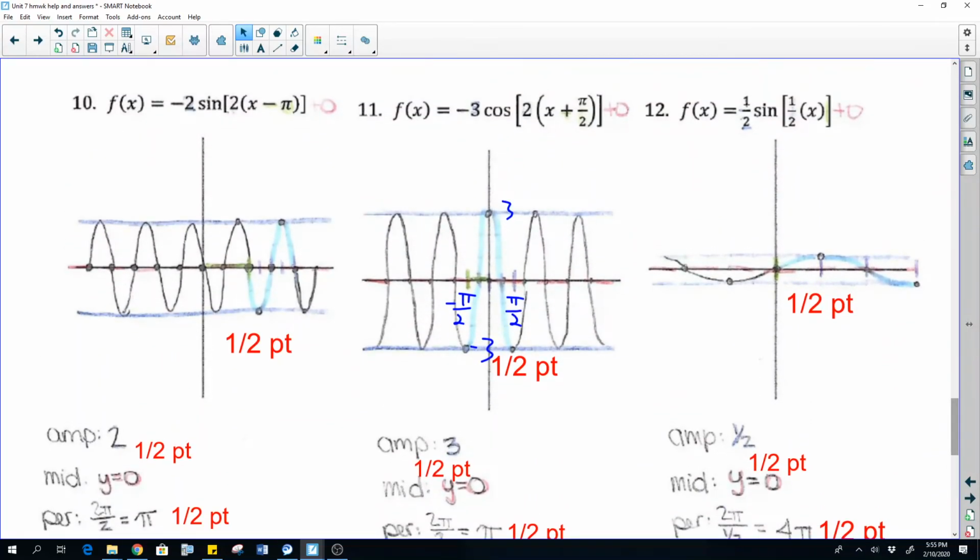So thanks for watching and trying to understand this phase shifting, how it works. You can also do the parent function and then move backwards or forwards. I taught that as well to you.